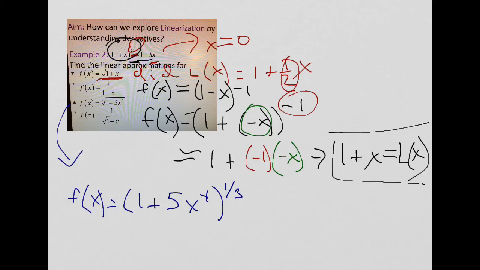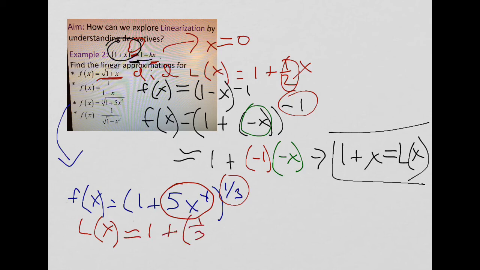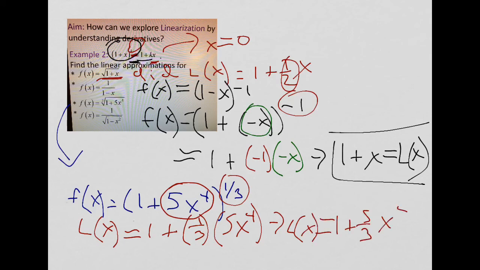So, here we have not just x, but 5x to the 4th, and our k value is 1/3. So L of x would be approximately 1 plus the 1/3 times the 5x to the 4th. So that becomes L of x approximately 1 plus 5/3 x to the 4th. So fun, right? Just a rewrite. You do have to memorize this formula, and again, this is when it's centered at x equals 0.